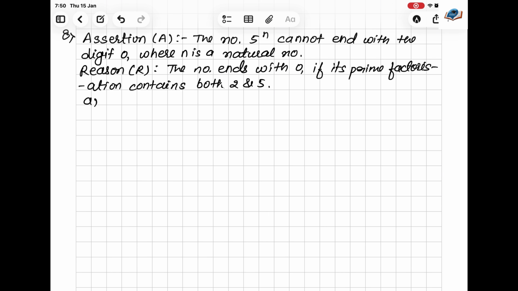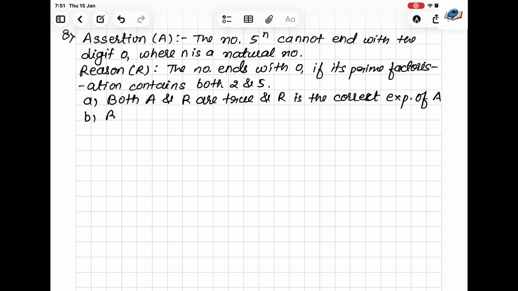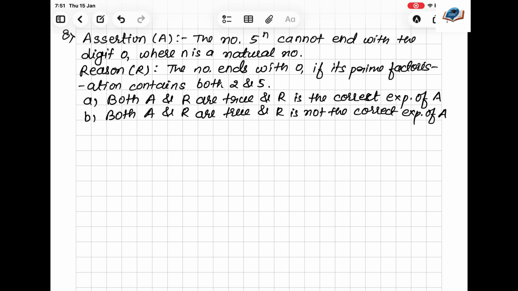Now option A is both assertion and reason are true, and R is the correct explanation of A. B says both A and R are true, and R is not the correct explanation of A. C says A is true, R is false. And D says A is false, R is true.